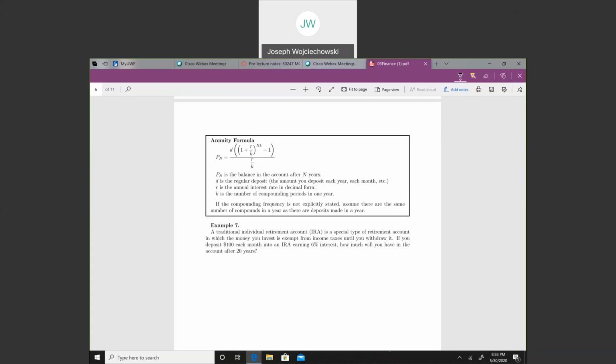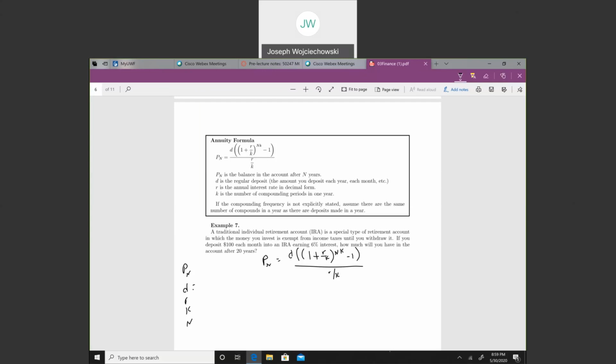So this formula is getting a little more complex than what we've been dealing with. So let's write it down here. Make sure we get all these parentheses right so we do the operations in the correct order. Okay. So I'm looking for principal after n years. D, R, K, and N.